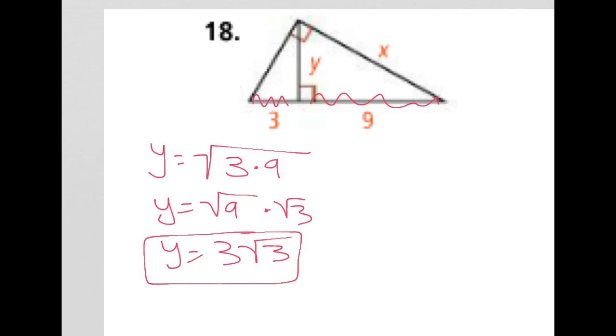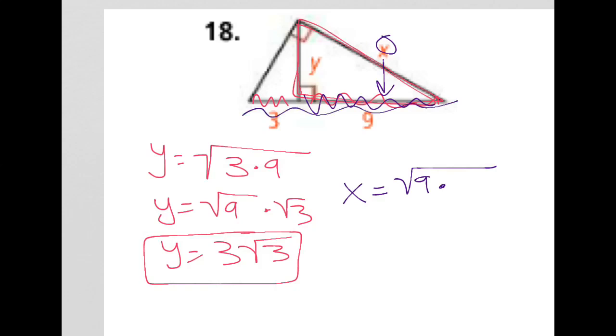Okay, so now we want to find x. If you think about it, we could use the Pythagorean theorem to do so, but we don't need to. You can also use the fact that we have similar triangles here, so we can say that x is going to be the square root of 9, the segment directly beneath it, times the length of that whole side of the triangle right there. So times 9 times 3, like that.